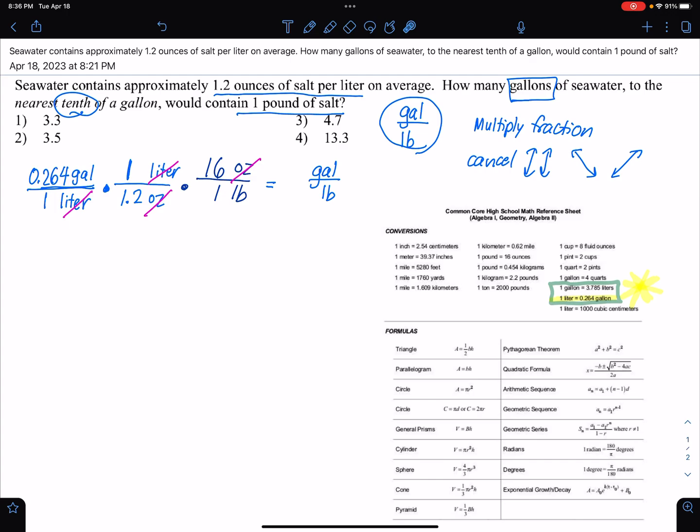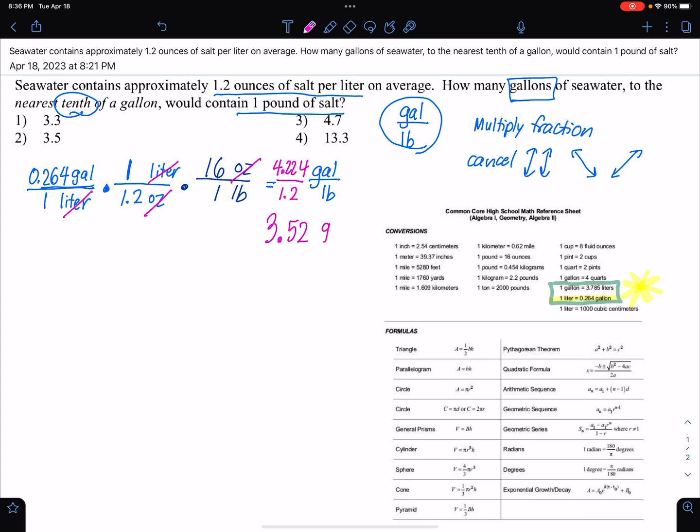We're going to multiply 0.264 times 1 times 16. When I put that in the calculator, I get 4.224. Now on the bottom, we have 1 times 1.2 times 1, which is 1.2. I'm still not done with the problem. I'm going to simplify this fraction. 4.224 divided by 1.2. When I put that in a calculator, I get 3.52.